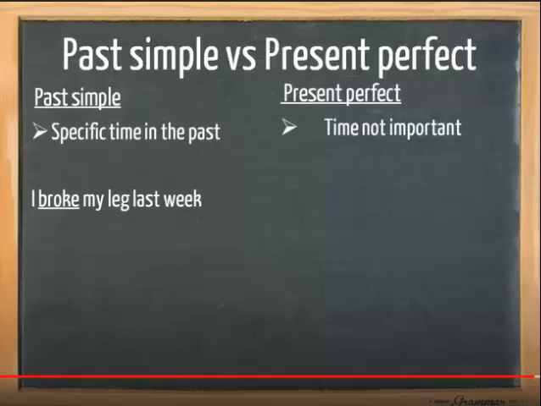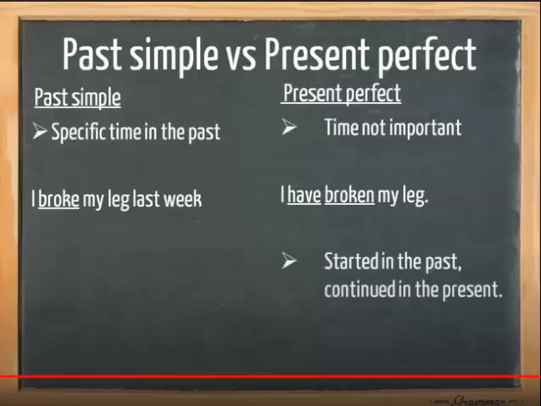Present perfect. The time is not that important. Actually, you can omit it, and you could say, I have broken my leg. There is no need to establish a specific time. Actually, what you could do is give a starting point of the time. It started in the past, but continues in the present.